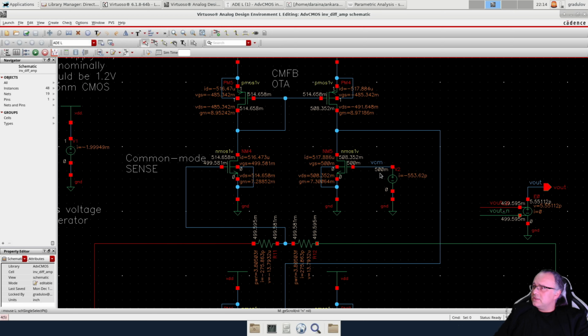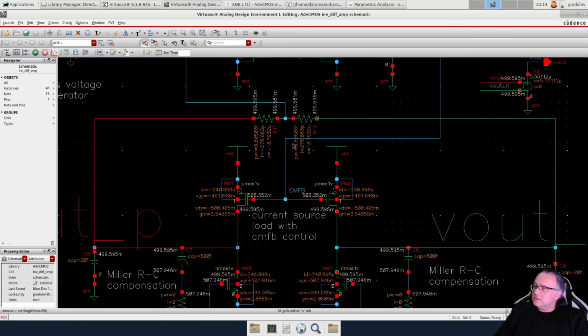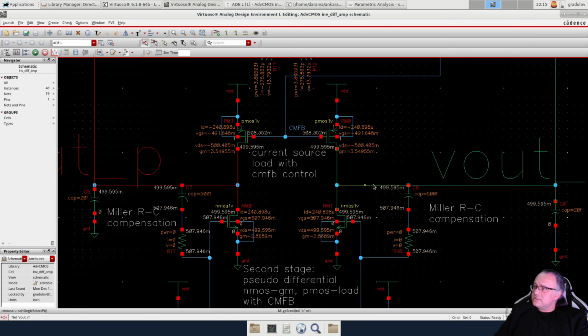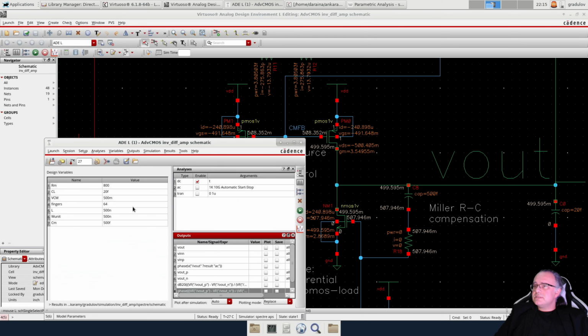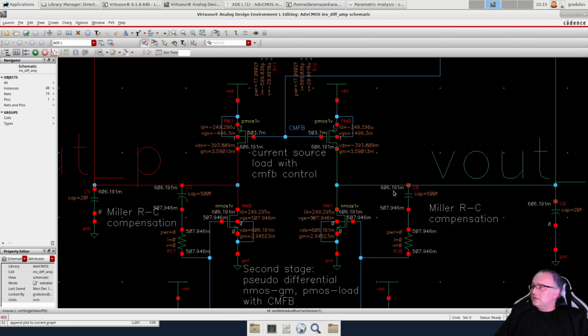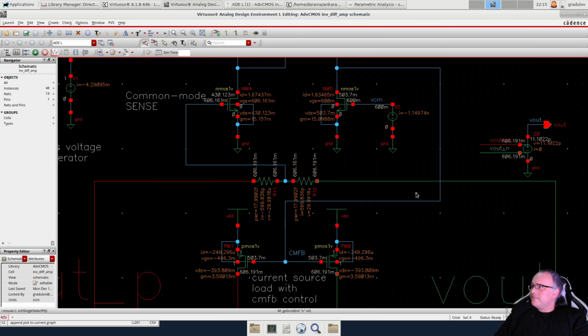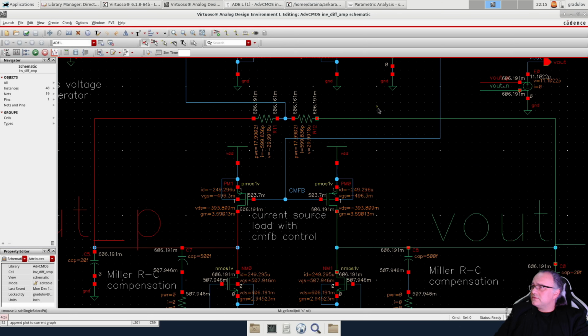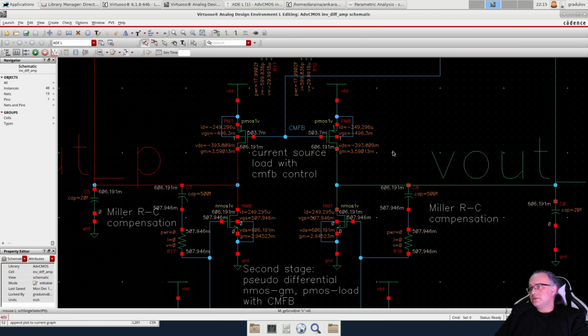So see here, I set it to 500 millivolts, and a voltage is set here, which sets the common mode to almost 0.5 volts. Then, for example, let's change this. Say I want another common mode, 600. If I run it, it is adjusted. So 600 comes here, 600.